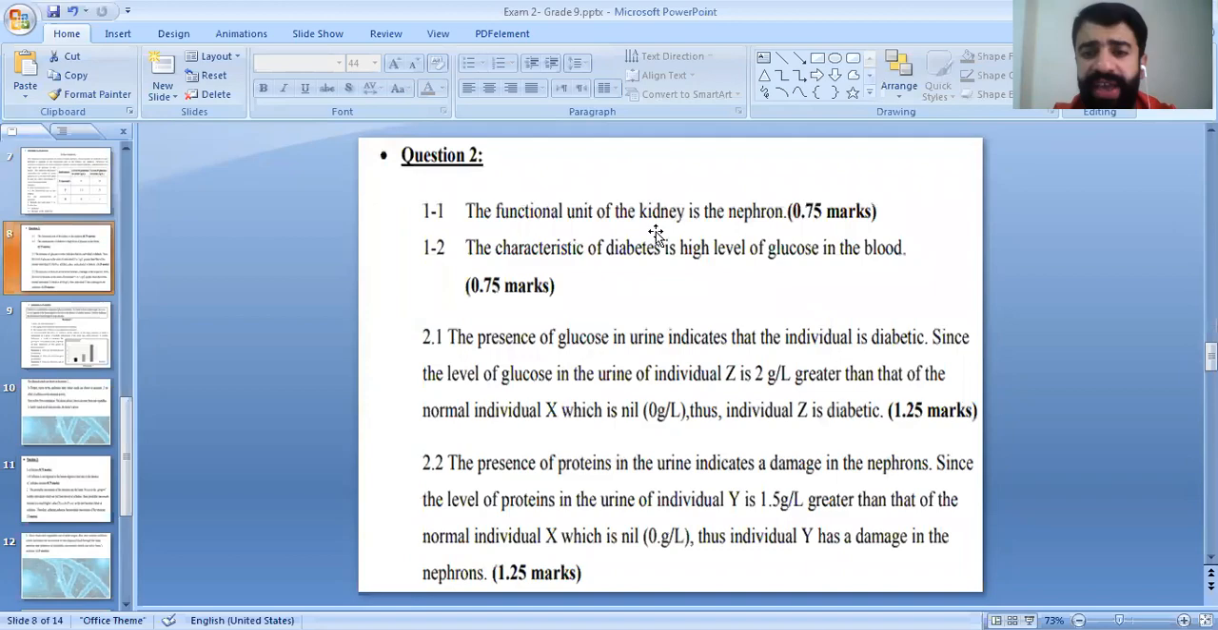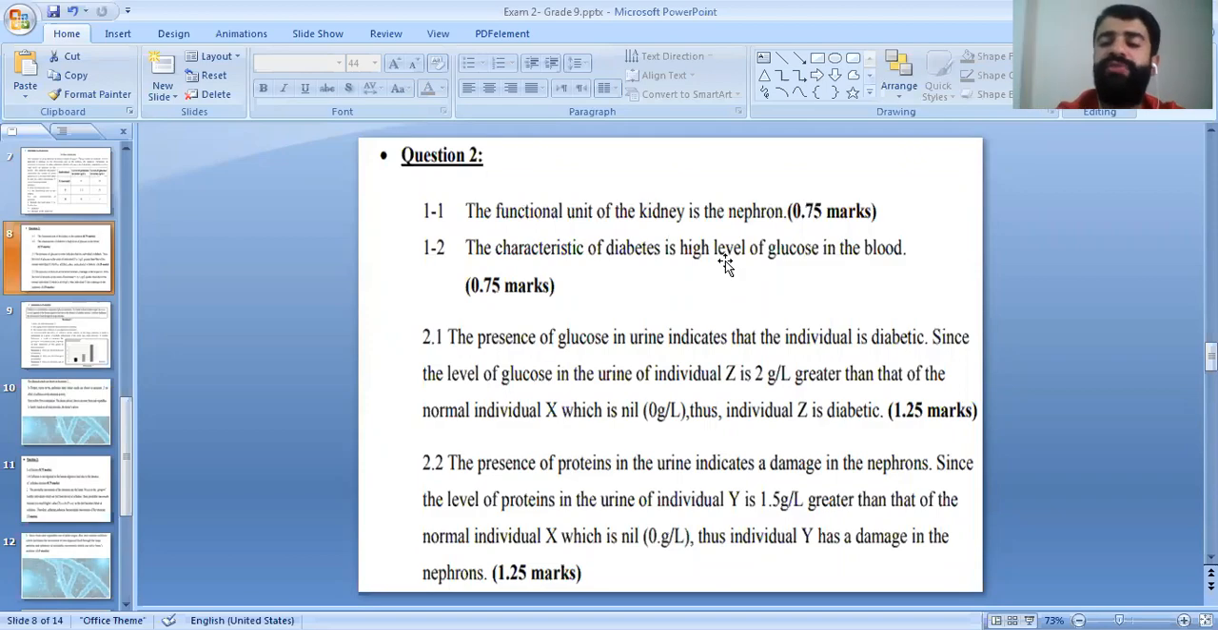So the functional unit of the kidney is called the nephron. Pay attention here, 0.75 marks for this, and 0.75 marks to say that the characteristic of diabetes is the high level of glucose in the blood. Part 2, the presence of glucose in the urine indicates that the individual is diabetic. So the level of glucose in the urine of individual Z is 2 gram per liter, which is greater than that of the normal individual. The normal individual was only 0. So individual Z is said to be diabetic.